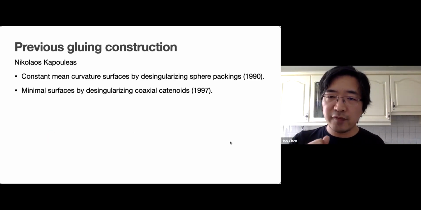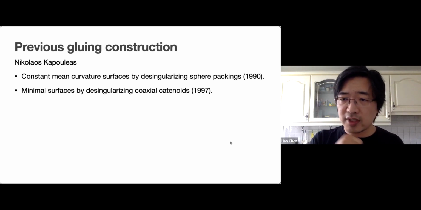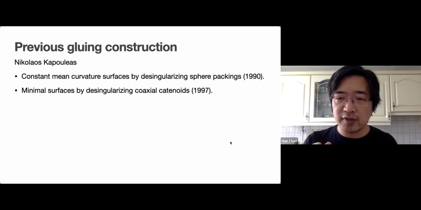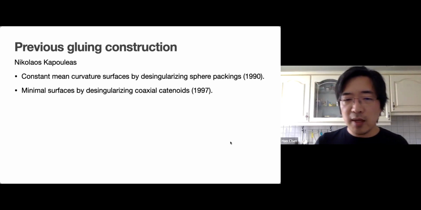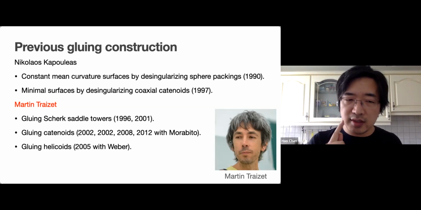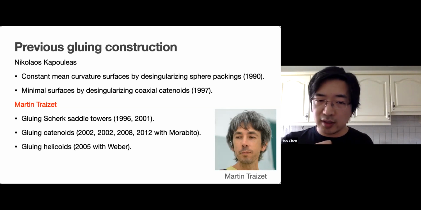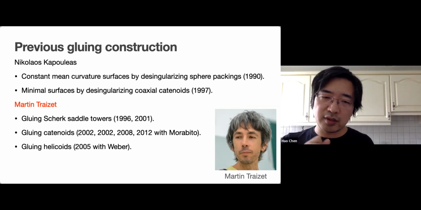Here is some brief history. As I said, the technique is not new. The idea of desingularization traces back very early, and application to minimal surfaces should trace back to Capelleas, who also constructed many constant mean curvature surfaces by similar technique. But his method is based on PDEs, the analysis of PDEs, not on the complex analysis of Weierstrass data that I just described. The one based on Weierstrass data was developed by Traizet. He glued saddle towers first by PDE method in 1996, then by a Weierstrass data method in 2001.